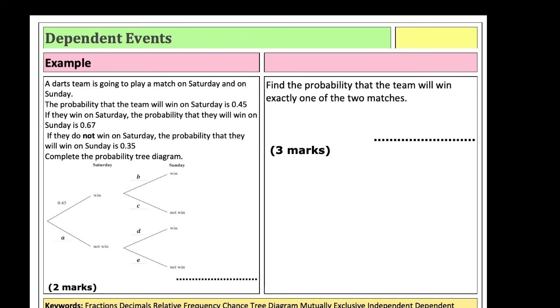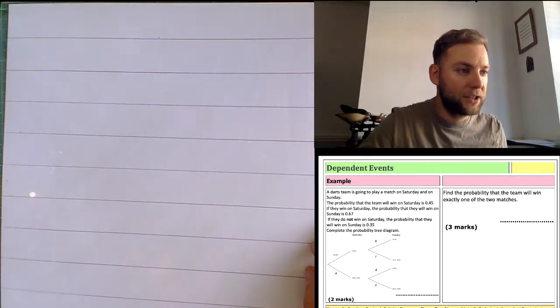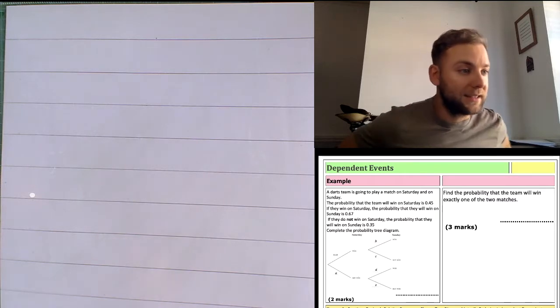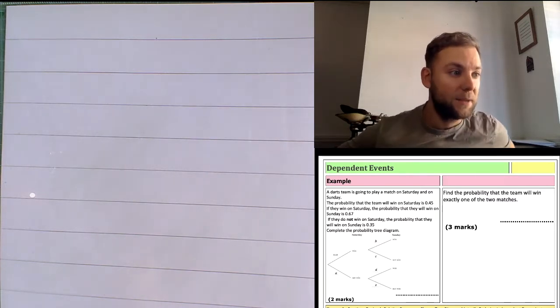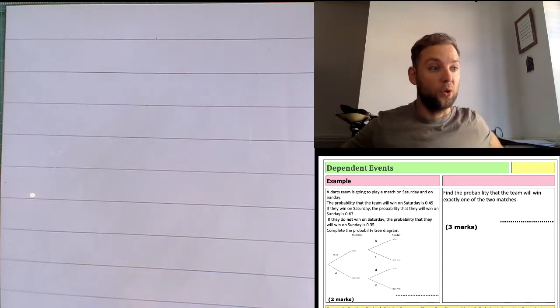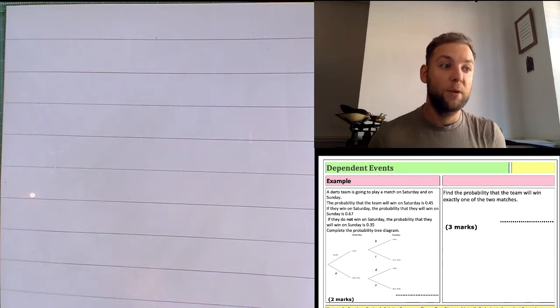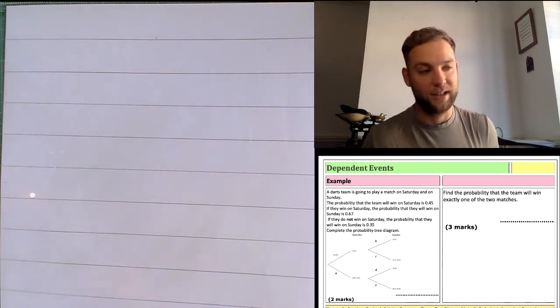Okay, so let's have a look at this one together. A darts team is going to play a match on Saturday and on Sunday. The probability the team win on Saturday is equal to 0.45. If they win on Saturday, the probability they win on Sunday is equal to 0.67. If they do not win on Saturday, the probability they will win on Sunday is equal to 0.3. Complete the probability tree diagram.